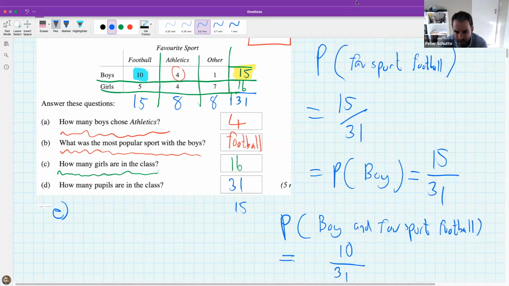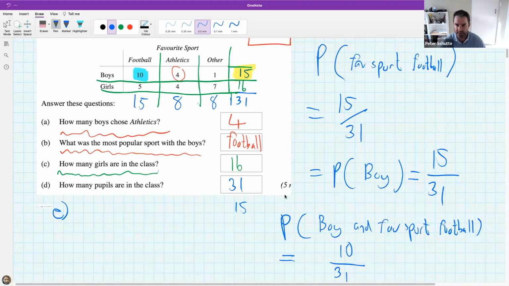Give me a thumbs up if you followed that first table. Give me a thumbs down if you didn't feel comfortable with that interpretation, because that was what we call reading off information from a two-way table. Okay, awesome. Well, that's a great start then.